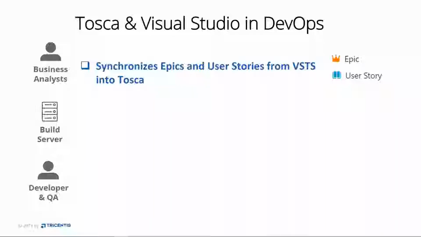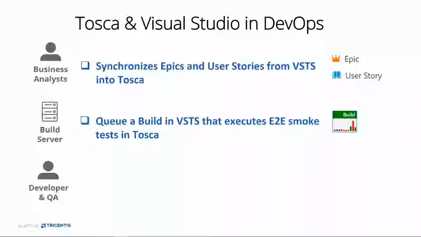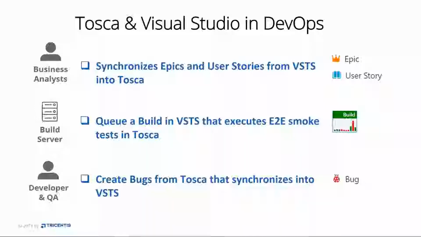Visual Studio Team Services is used as the build tool to queue a build which executes end-to-end test cases through Tosca on your available machines. The developer and QA team can then raise bugs from Tosca, taking all the log files and screenshots and creating a bug in Visual Studio Team Services, which is automatically linked to the original user story.